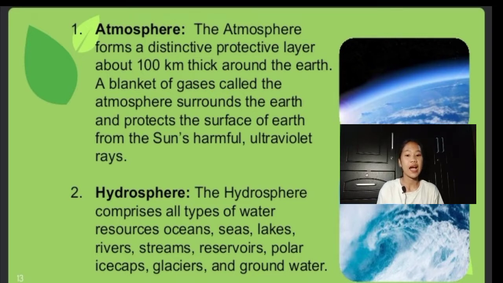So the second is hydrosphere. The hydrosphere comprises all types of water resources, which are oceans, seas, lakes, rivers, streams, reservoirs, polar ice caps, glaciers, and groundwater. Oceans represent 97% of the Earth's water, and about 2% of the water resources is locked in the polar ice caps and glaciers. Only about 1% is available as fresh water, as surface water in rivers, lakes, streams, and as groundwater for human use.